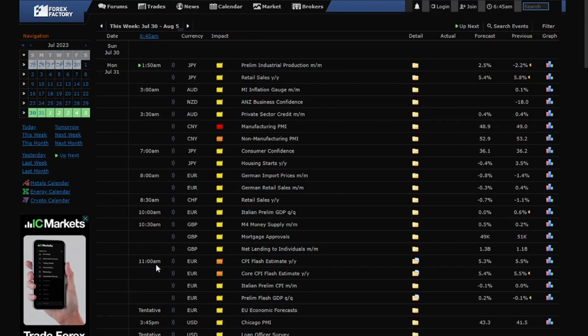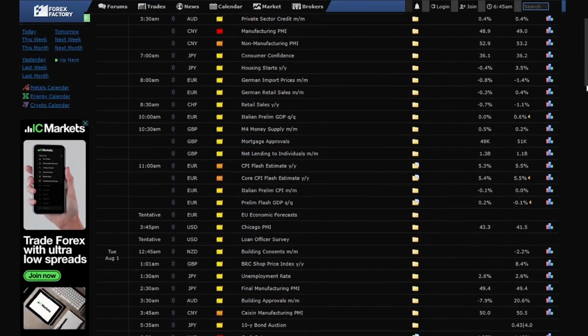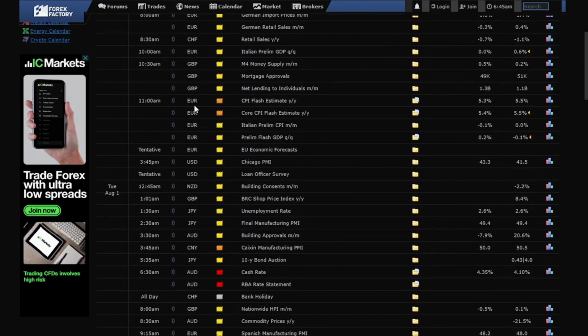At 11 a.m. we have Euro CPI flash estimate. Core CPI flash estimate. So let's move on.